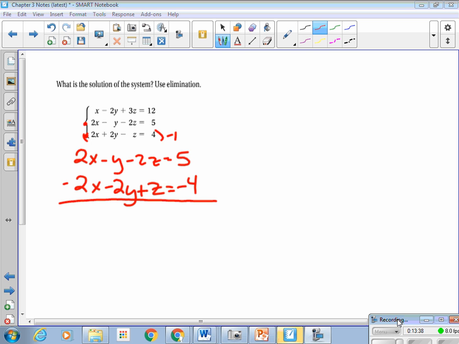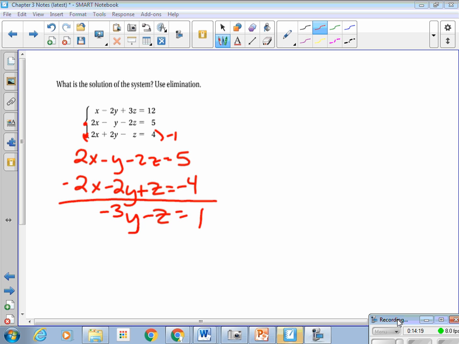Then we're going to add those two straight down to each other. 2x plus negative 2x is 0. That goes away. Negative y minus 2y is negative 3y. Negative 2z plus z is minus z. And 5 plus negative 4 is 1. So my first two variable equation is negative 3y minus z.